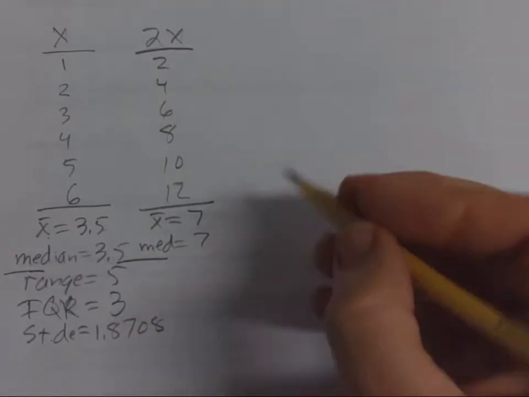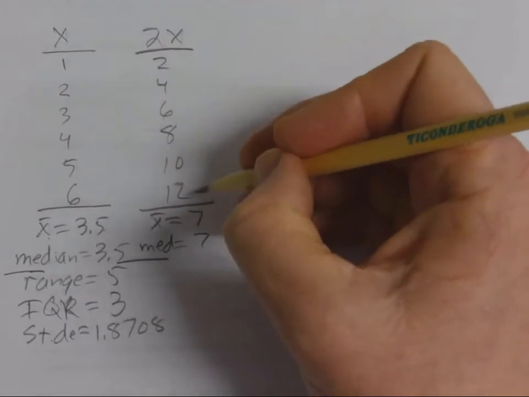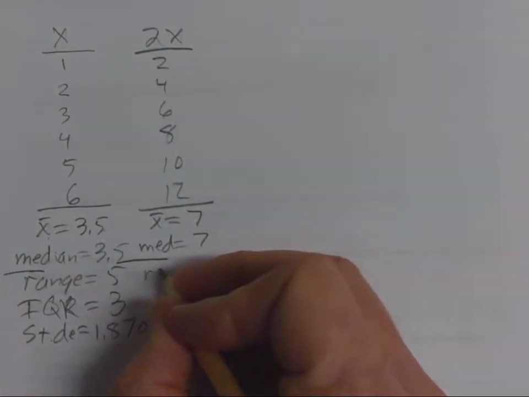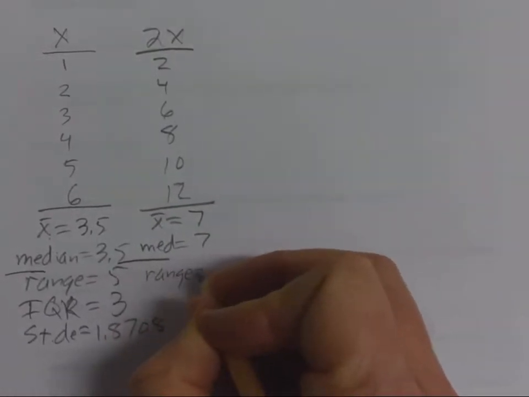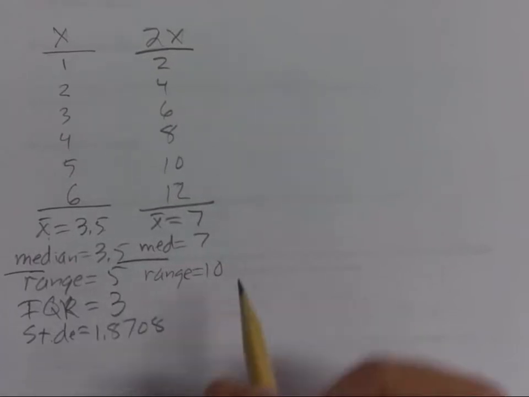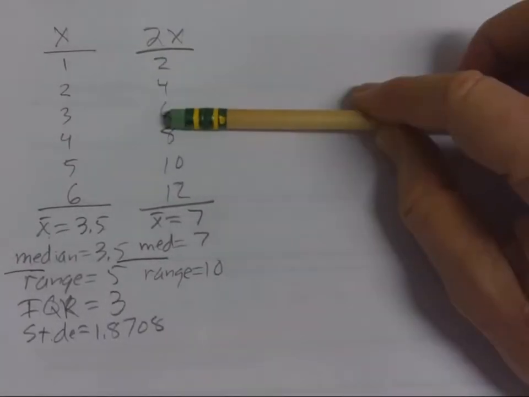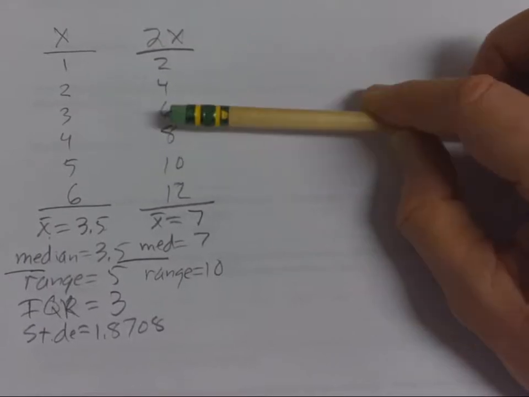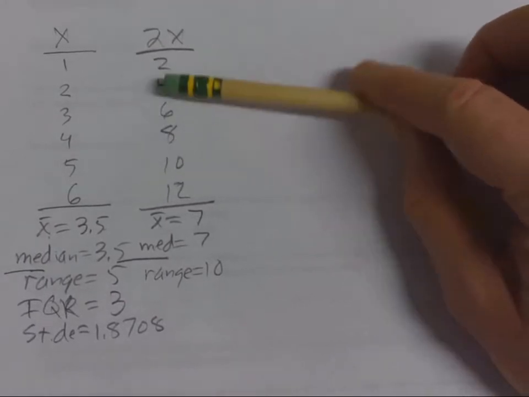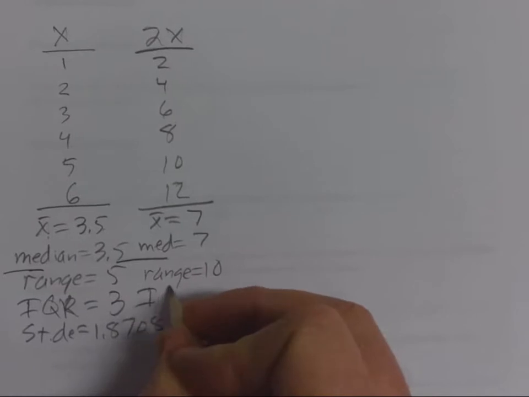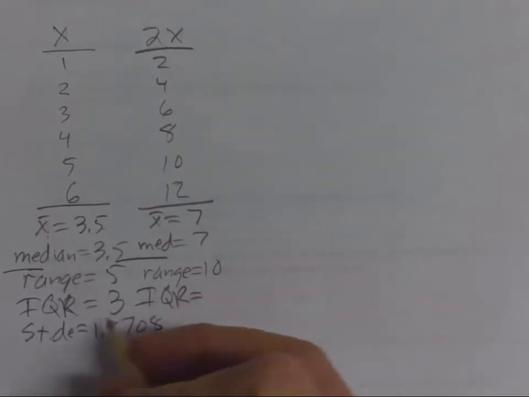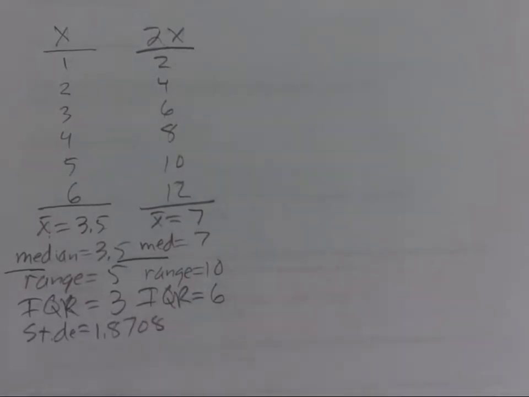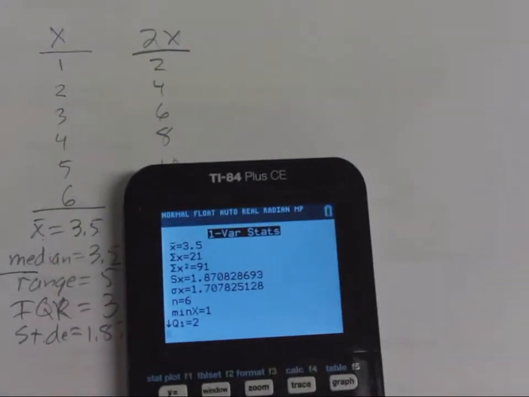Well, what about the measures of spread? The range is the biggest minus the smallest, 12 minus 2. So our range is 10. It got multiplied by 2. What about our IQR? Well, Q3 minus Q1. The median of the upper half of numbers is 10. The median of the lower half of numbers is 4. 10 minus 4 is 6. So our interquartile range, sort of a measure of what the middle 50% of the numbers is doing, is 6. It got doubled. And let's see what happens with the standard deviation.